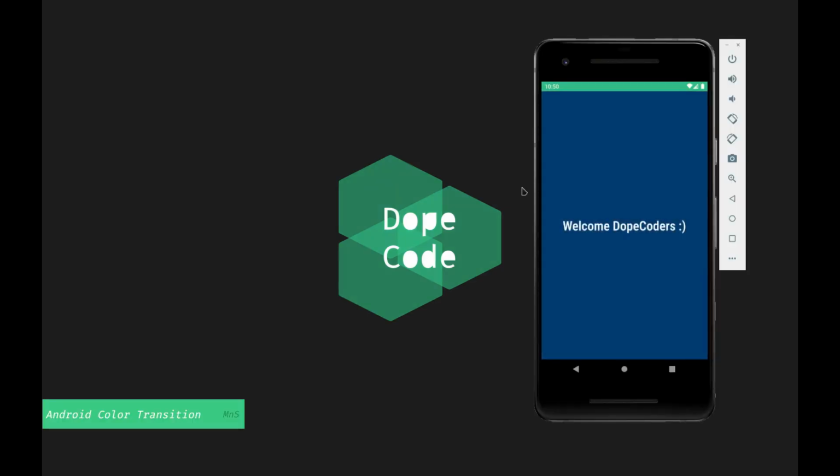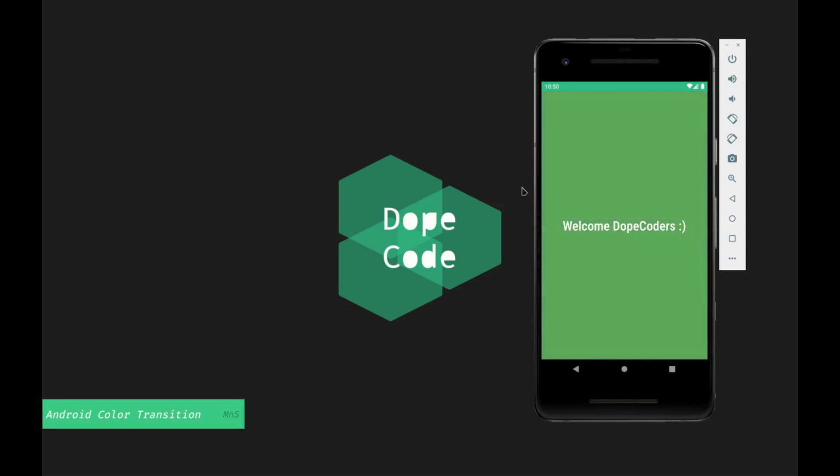In this video we are going to create a background color transition animation in Android. We are going to use Android Studio and Kotlin to achieve the outcome.